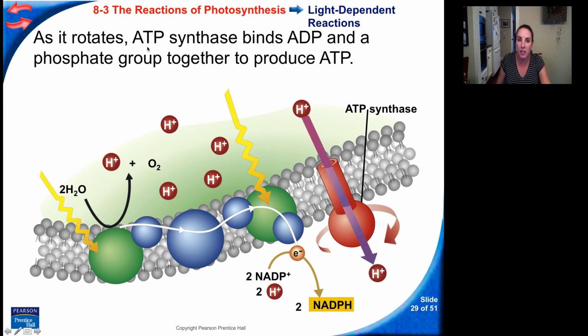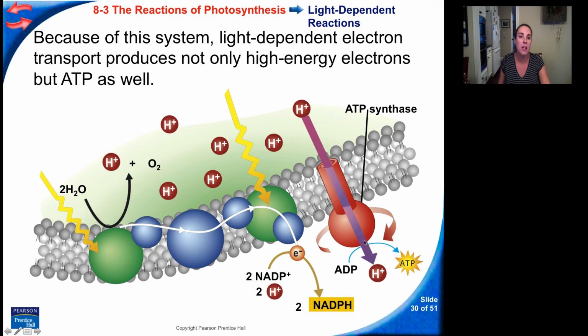As it rotates, ATP synthase binds ADP and a phosphate group together to produce ATP. So through this whole process, the goal was to make an electron carrier, NADPH, and molecules of ATP. ATP are our energy molecules that we're going to use to make sugar or food for the plant. So we used light and water along with high energy electrons to make NADPH and ATP. Because of this system, light-dependent electron transport produces not only high energy electrons, but ATP as well.